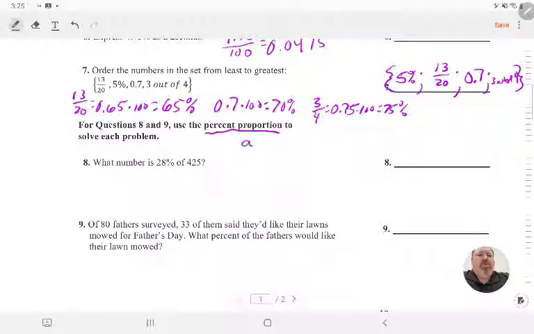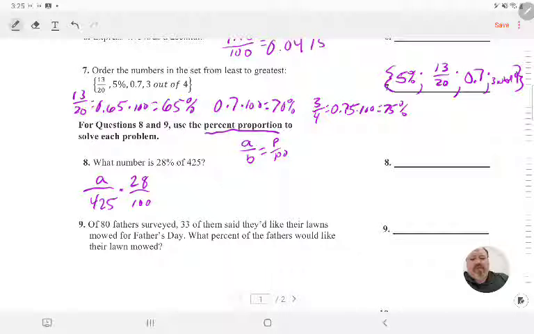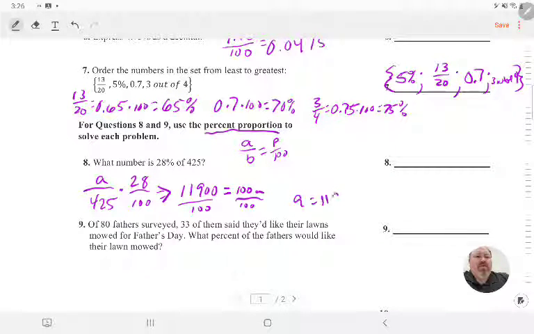All right. So the next one I have to use percent proportion, and that's where you do part over whole equals percent over 100. So what number is 28% of 425? That would be A over 425 equals 28 over 100. So then we cross multiply, and 425 times 28 is 11,900, and that is going to equal 100A. So we divide both sides by 100, and A equals 119.